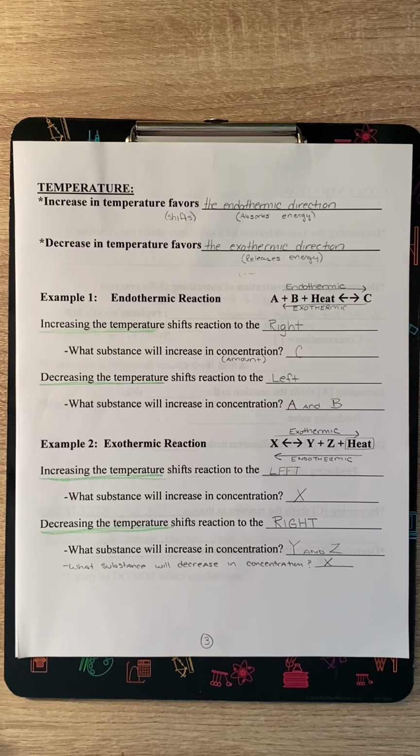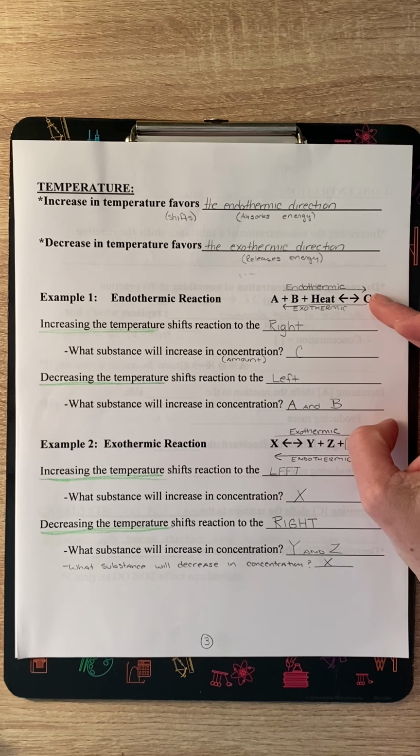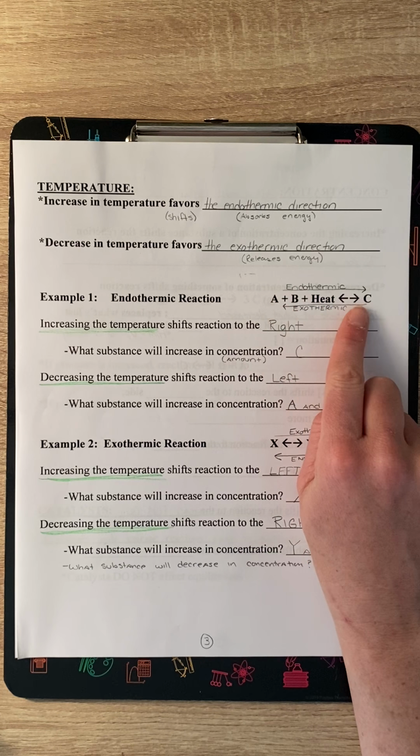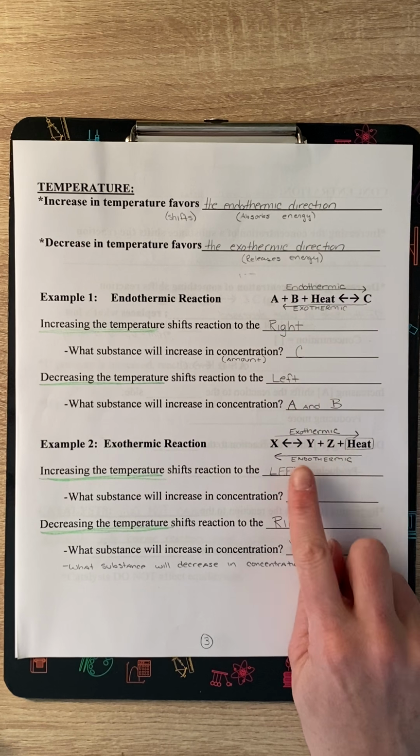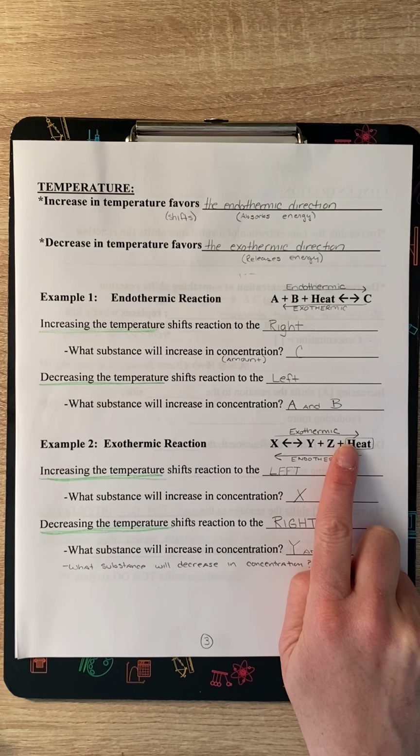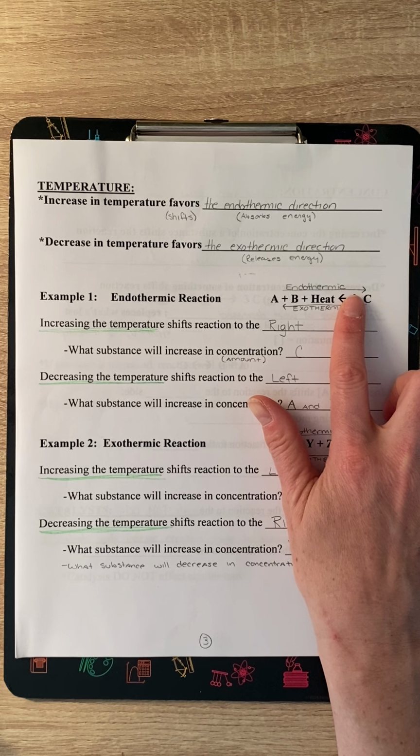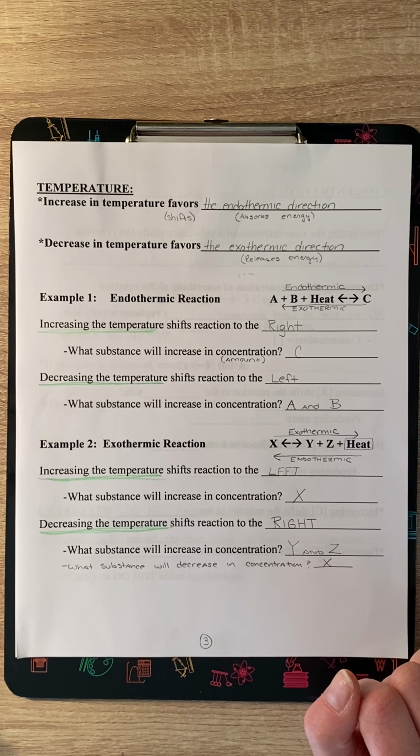Temperature was our first stress that we talked about. Increasing and decreasing the temperature, you need to know your endothermic and exothermic directions. We discussed this in many other topics, and I filled them in for the 2 examples here. When you have heat written on the reactant side, that means going forward it is endothermic. When you have heat written on the product side, going forward is exothermic. Well, with equilibrium, we can now go in reverse. So if the forward reaction is endothermic, the reverse is exothermic, and vice versa.